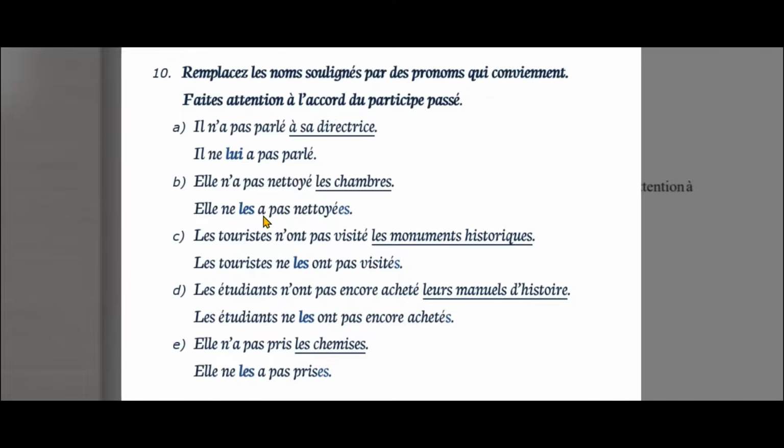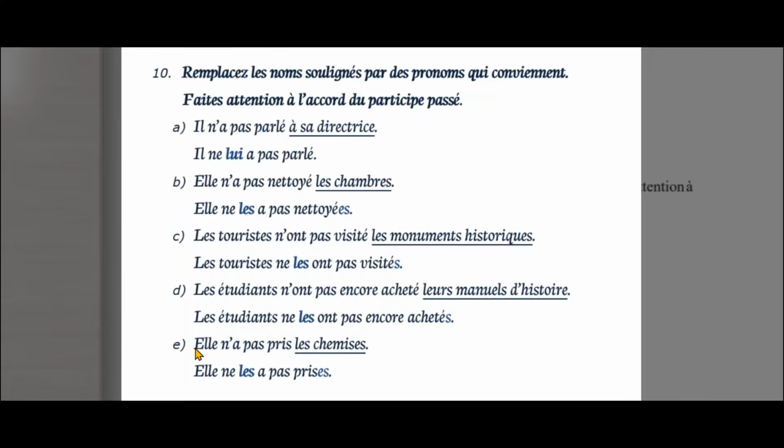All right. Look at the next one. The tourist did not visit the historic monuments. Now here we can see that monuments is masculine plural, so you have to add an additional s. So the tourist did not visit them. Again, you're using les because it's masculine plural. The students have not yet bought their history textbooks. So again, here it's masculine plural, so you'll put les before the auxiliary verb and also make agreement with this past participle by adding an additional s. Why? Because this one, history textbook, is in masculine plural.